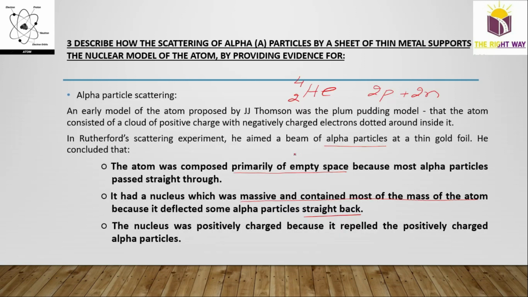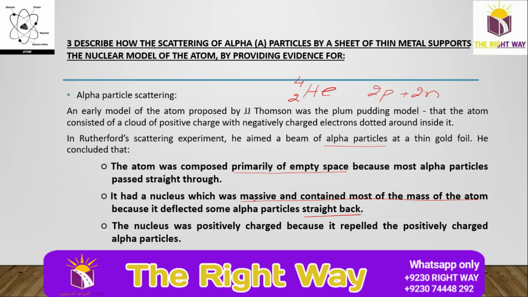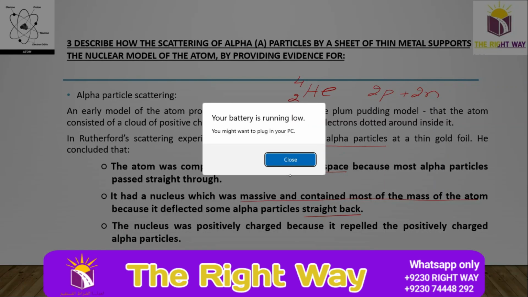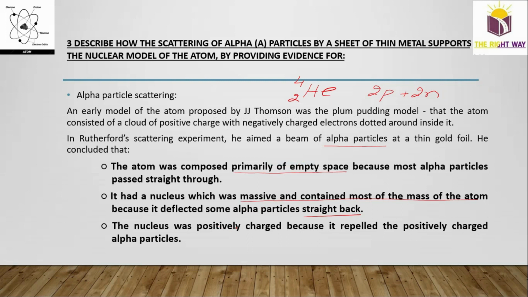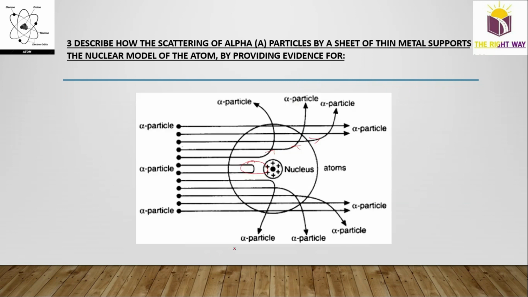So what are the conclusions? We are going to discuss it again. The atom was composed primarily of empty space because most alpha particles pass straight through. Second, it has a nucleus which was massive and contains most of the mass of the atom because it deflects some alpha particles straight back. It is massive, that's why they are deflected straight back. They do not pass through it. The nucleus was positively charged because it repelled the positively charged alpha particles.